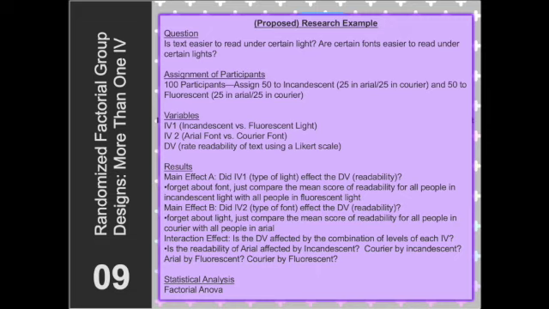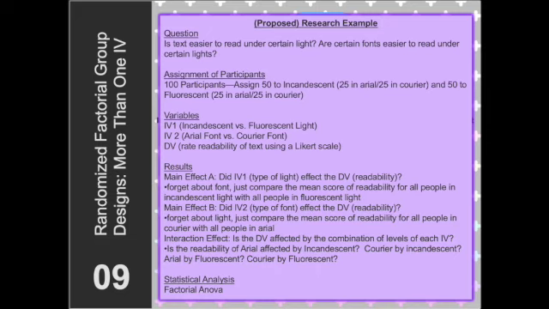And then you would also be able to look at the interaction effect here. So is the dependent variable affected by the combination of the levels of each IV? Is the readability of Arial affected by incandescent lighting? Is Courier affected by incandescent lighting? And then you'd move to the fluorescent people. Is Arial readability affected by fluorescent lighting? Is Courier font readability affected by fluorescent lighting? So you get the scores on that using, like I said earlier, that Likert scale. I'm sure 5 would represent very easy to read, and 1 would represent impossible to read.